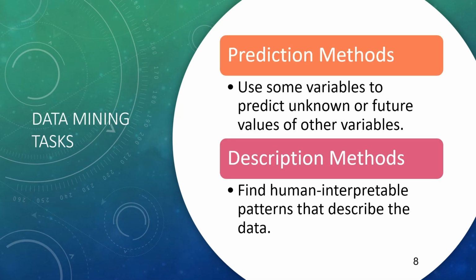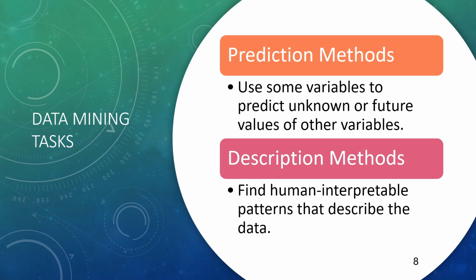Generally, we have two types of methods or tasks that we do in data mining. We have the prediction method, where we use some variables, right? Like the example I mentioned earlier, when we are trying to predict the house price. So probably we take the number of rooms, the location, how far or near it is to the city center, and etc. All these are called variables. So we take them into account in order to predict the unknown, or in other words, what we are trying to predict, for example, the price. That will be the unknown. So we try to predict the unknown or future values of other variables.